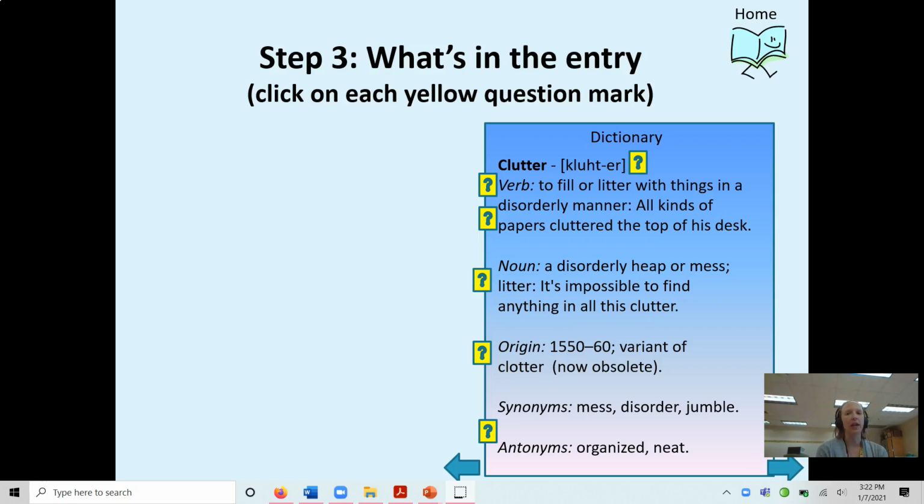So what's in this entry? We have the part of speech, whether it's a verb, a noun, an adjective, an adverb. We have the definition of it. What does the word mean? And in the case of our multiple meaning words, more than one definition. We also have sometimes its synonyms and its antonyms, and sometimes we will even find its word origin.